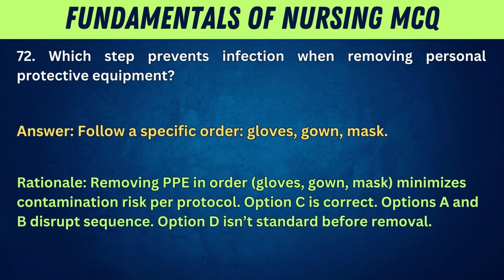Answer: follow a specific order: gloves, gown, mask. Rationale: removing PPE in order, gloves, gown, mask, minimizes contamination risk per protocol. Option C is correct. Options A and B disrupt sequence. Option D isn't standard before removal.